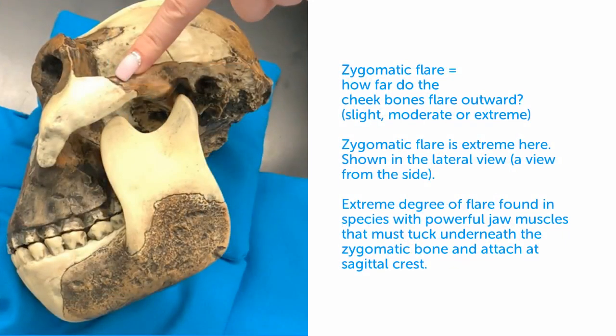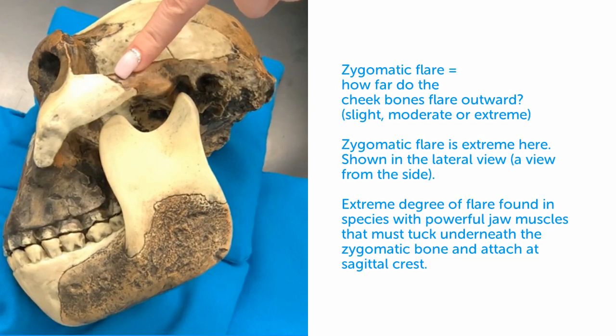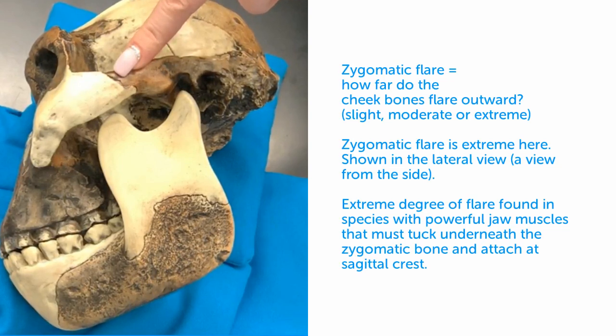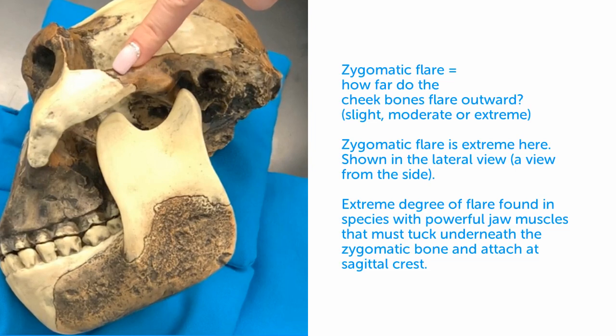One more view of the zygomatic flare. So same feature here, but now we're looking at it from a lateral view, or a view from the side. So we see an extreme amount of flare here. We see an extreme degree of flare in species with powerful jaw muscles that eat a diet of rough food items.